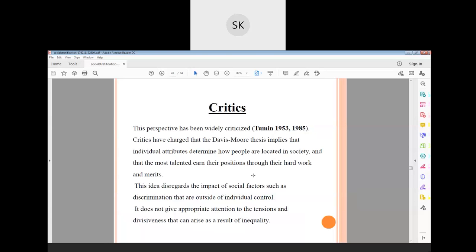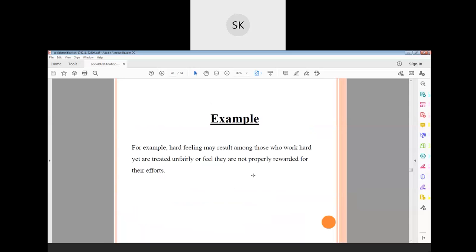That's why he came. This is the point they are making: this social factor, that Gandhiji preferred Jawaharlal Nehru, and only Gandhiji knows why. Also, others did not have that capability, and the others did not oppose Mahatma Gandhiji, so they were not able to occupy that position, since he was a role model in the freedom fighting. So this is the appropriate attention to the tensions and divisiveness that can arise as a result of inequality. The tension sometimes may happen. This is the criticism and the example.